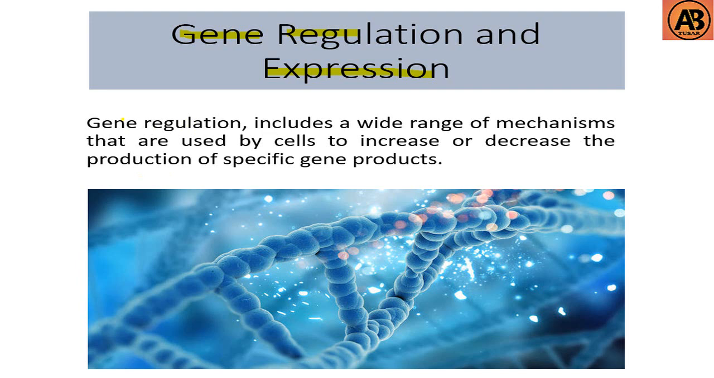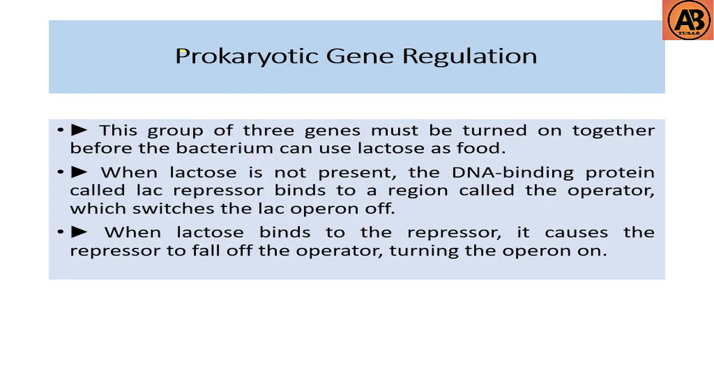So what is gene regulation? Gene regulation includes a wide range of mechanisms that are used by cells to increase or decrease the production of specific gene products. We know that gene expression or gene regulation is of two types. First one is prokaryotic gene regulation and second is eukaryotic gene regulation.